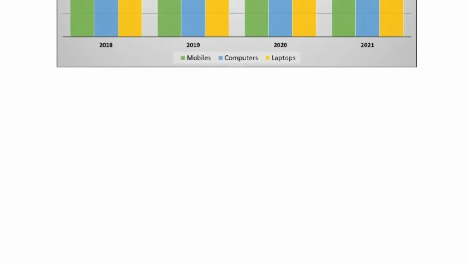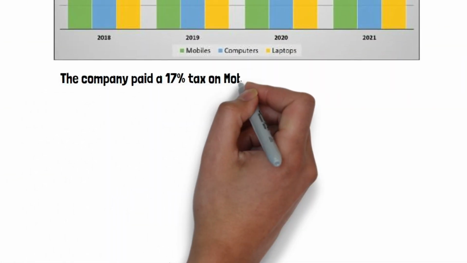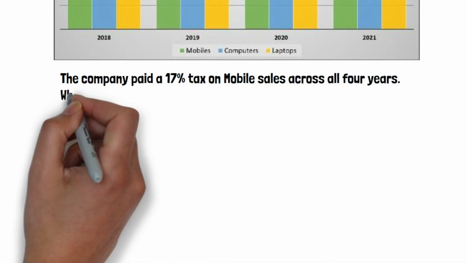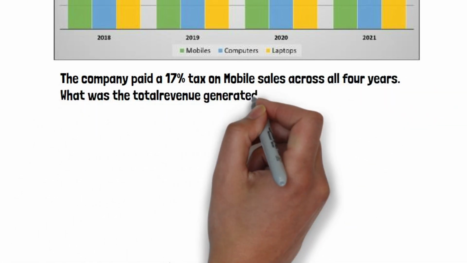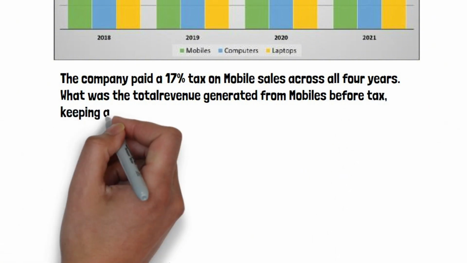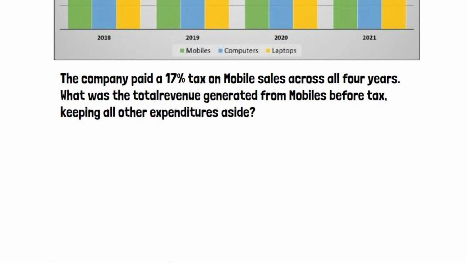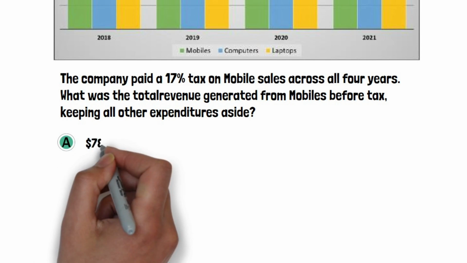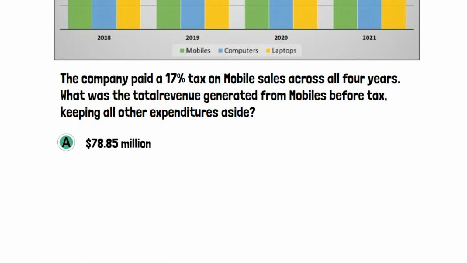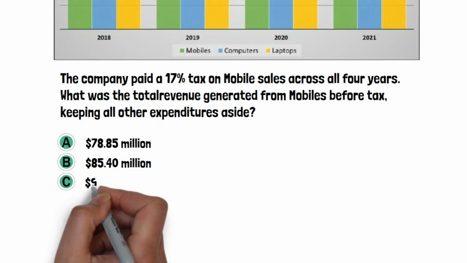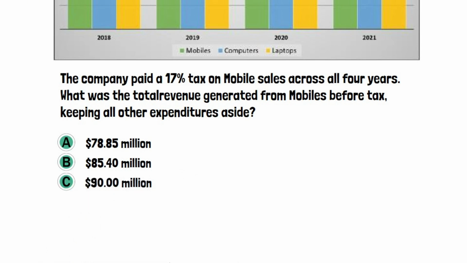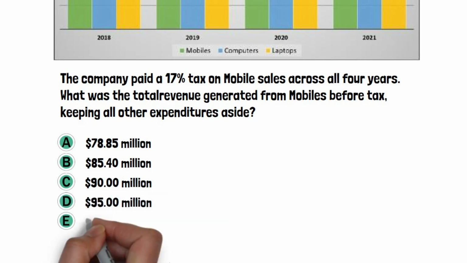Question 1. The company paid a 17% tax on mobile sales across all 4 years. What was the total revenue generated from mobiles before tax, keeping all other expenditures aside? A. $78.85 million. B. $85.40 million. C. $90.00 million. D. $95.00 million. E. $100.00 million.